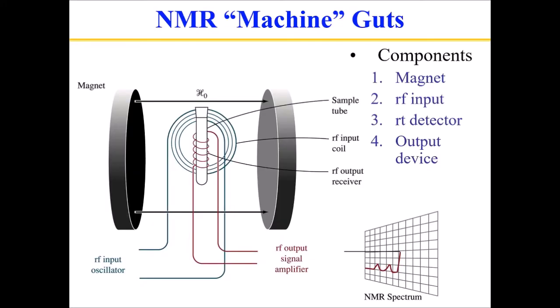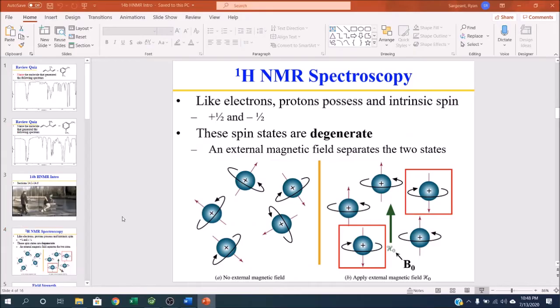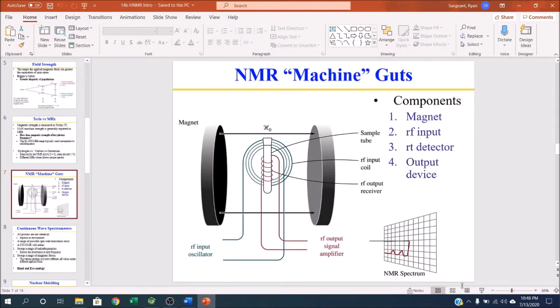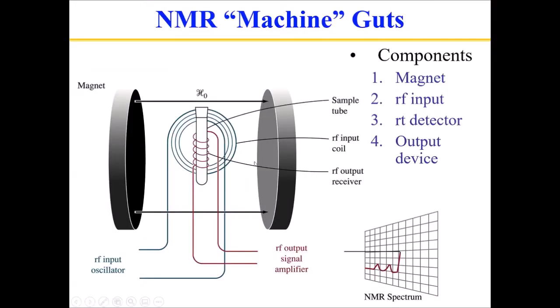How does an NMR machine work? Well, if we go back and take a look at the diagram that we used for IR and UV-Vis spectroscopy, we had some photon source. It passed into our chemical sample. Some of those photons were absorbed, and the resulting photons made it to the detector, and that's how we generated a spectrum. In NMR spectroscopy, it's the same concept, although the design is quite a bit different.